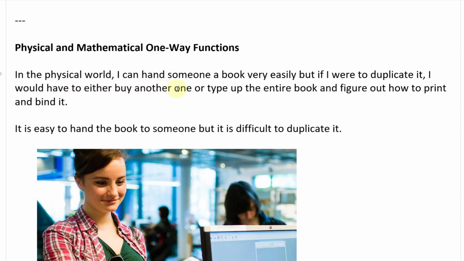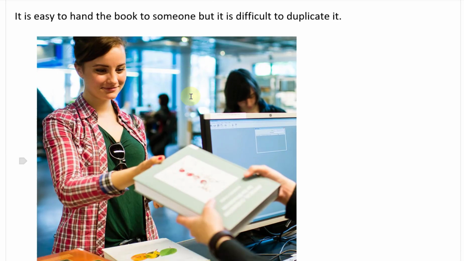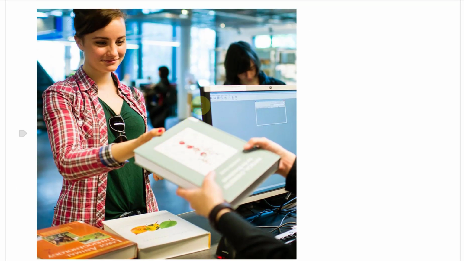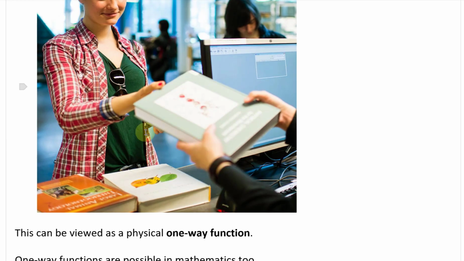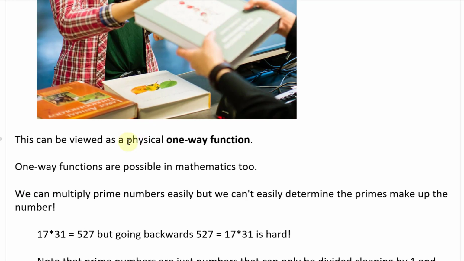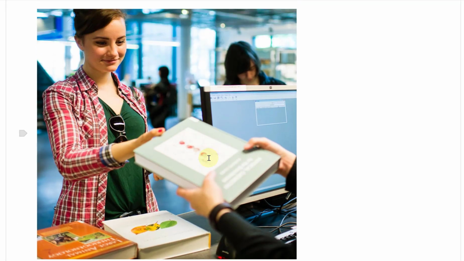So in the physical world, I can hand someone a book very easily, but if I were to duplicate it, I would have to either buy another one or type up the entire book and figure out how to print and bind it. It is easy to hand the book to someone, but it is difficult to duplicate it. So yes, I'd have to go to a library, get an exact other copy, or just go print it and bind it and make it somehow. But I can hand someone else easily, or sell it to them very easily, just hand it. So this can be viewed as a physical one-way function. Easy one-way, just hand someone a book, but hard to duplicate it.